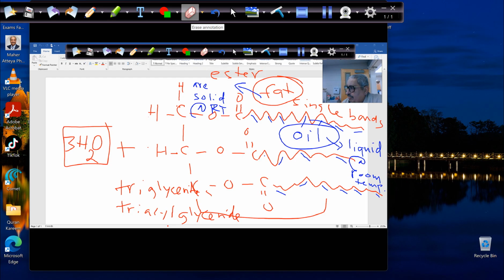So the difference between fats and oils is the single bond versus double bond. If I have the carbon chain only with single bonds, the three carboxylic acids with single bonds, that's fat, which is solid at room temperature. For the oils, one or two of the three, or all three, have double bonds. So that's oil, and those oils are liquids at room temperature.